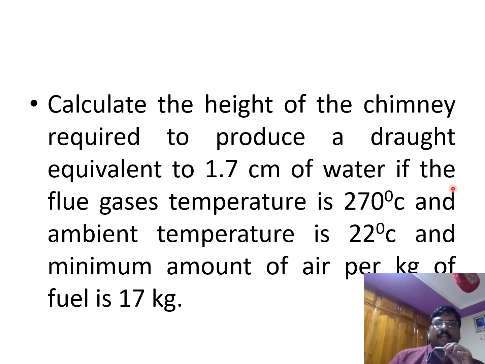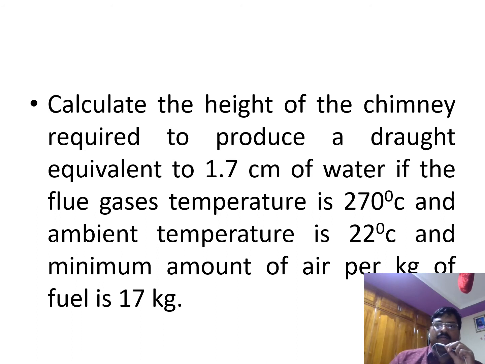So here, calculate the height of the chimney. Another problem is: calculate the height of the chimney required to produce a draught equivalent to 1.7 centimeters of water if the flue gas temperature is 270 degrees centigrade and ambient temperature is 22 degrees centigrade, and the minimum amount of air per kg of fuel is 17 kgs. So now we have to determine the value of h.